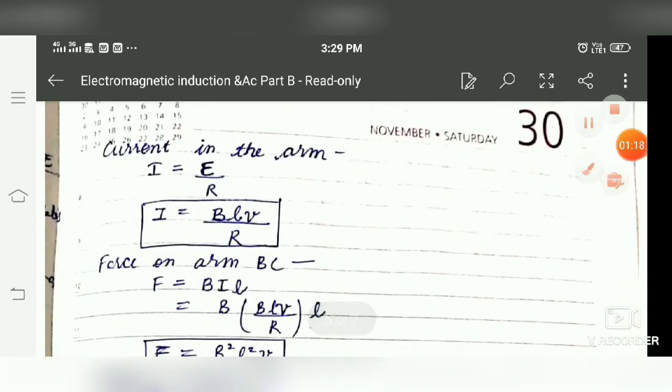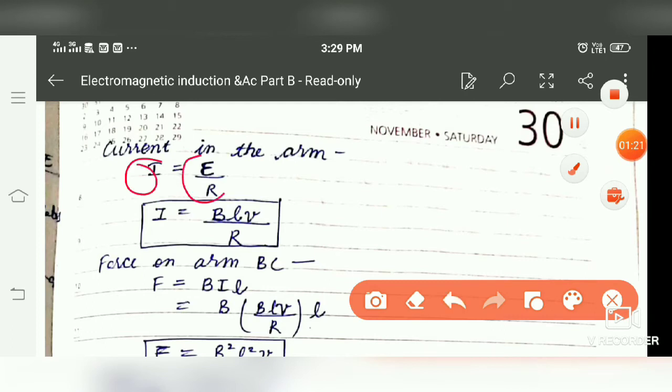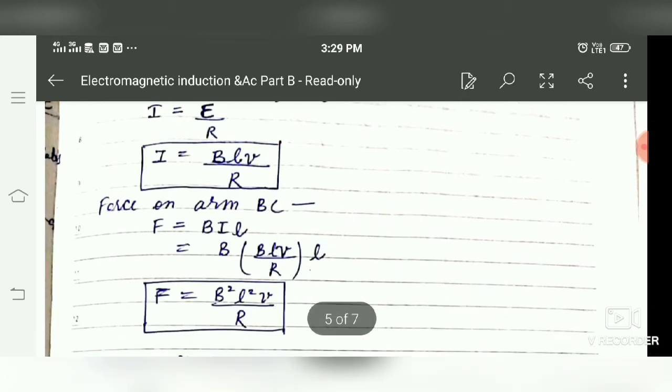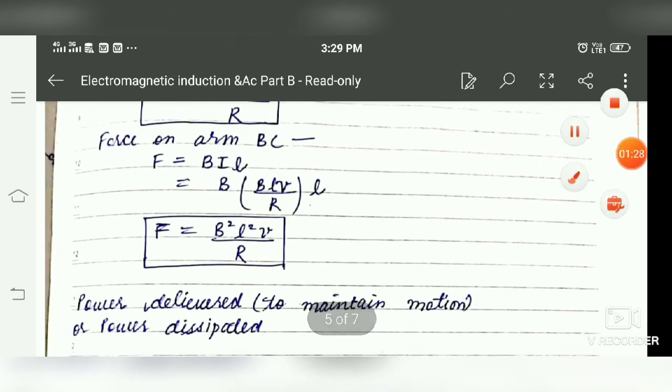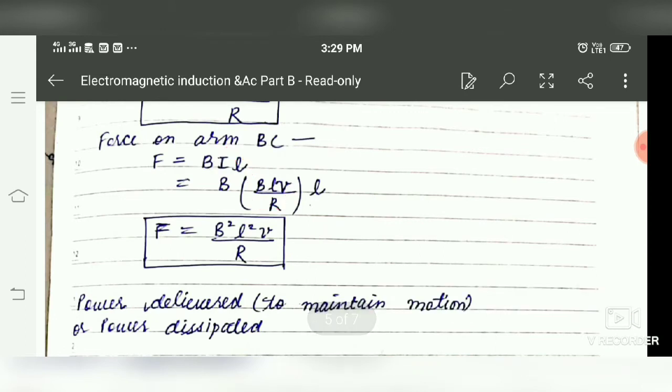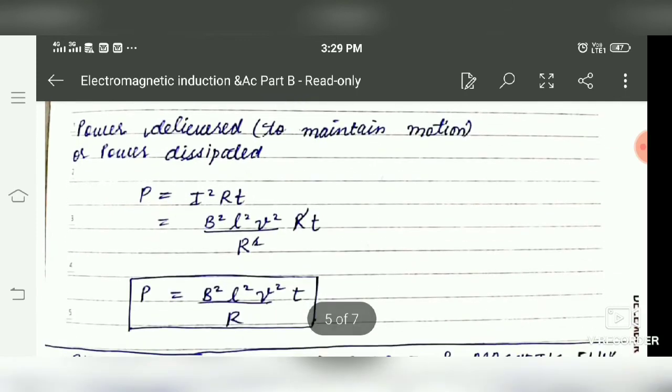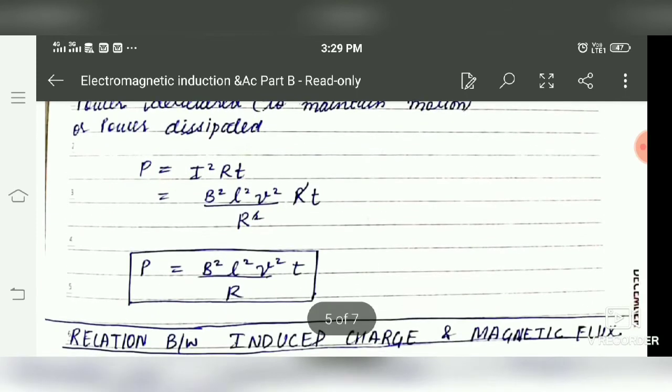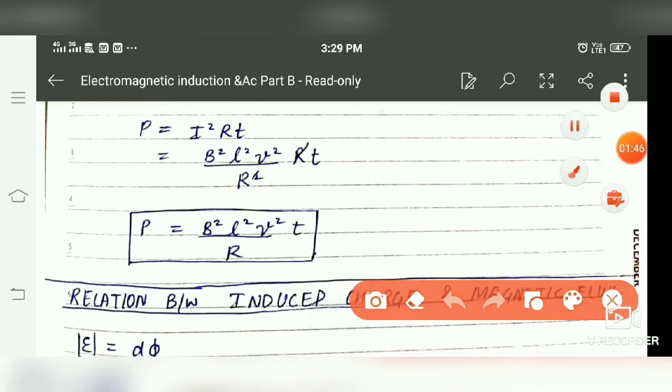So if we have to find the current in the arm, current is equal to potential by resistance. Potential is BLV by resistance. If we have to calculate the force on the movable arm, force is BIL, where I is equal to this term. So we get this force. So these are the expressions for the current, potential difference and force. Now the power dissipated in this case is I square R. By substituting the value of I, you get this term. This is the power dissipated.